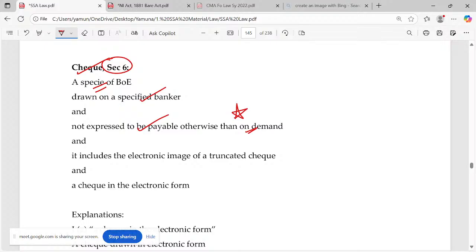Correct? Should be payable only on demand. Actually, the date for the validity will be mentioned. 6 months.